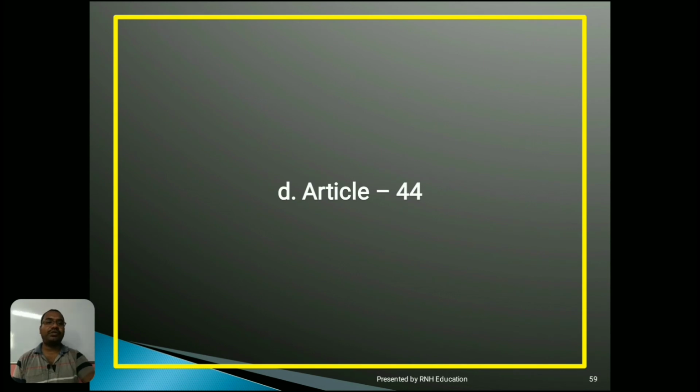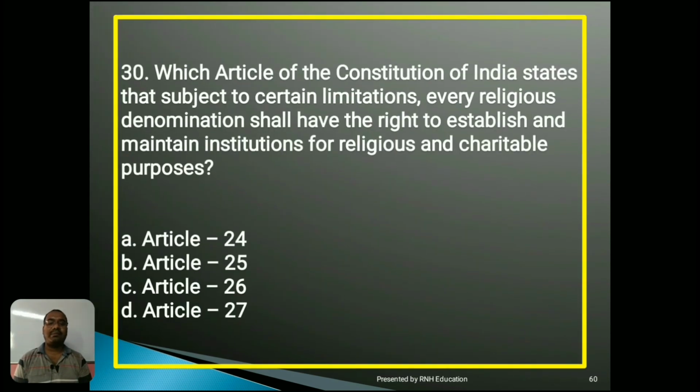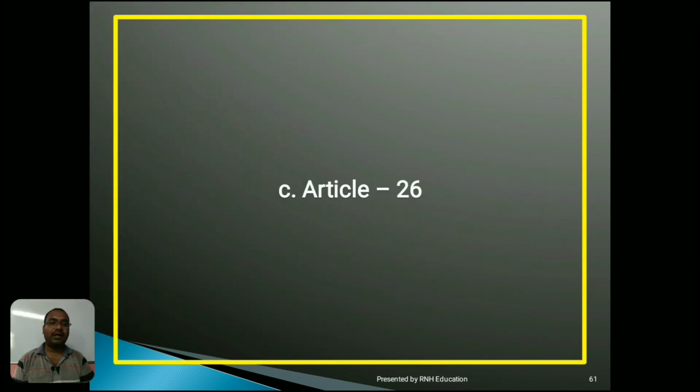Going to the next question, that is question number 30. Which article of the Constitution of India states that, subject to certain limitations, every religious denomination shall have the right to establish and maintain institutions for religious and charitable purposes? Options are A, Article 24, option B, Article 25, option C, Article 26, and option D, Article 27. Now check the answer. The answer is Article 26.